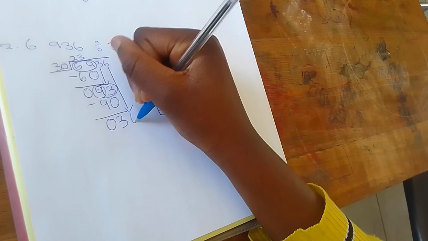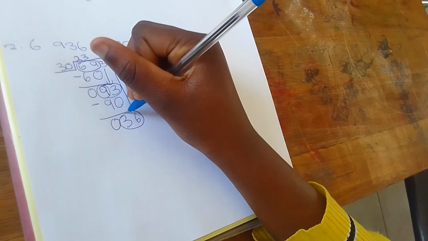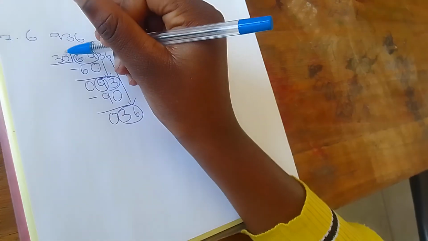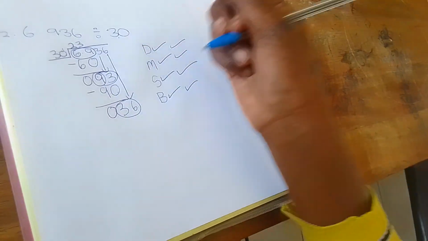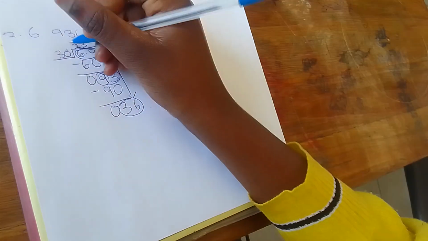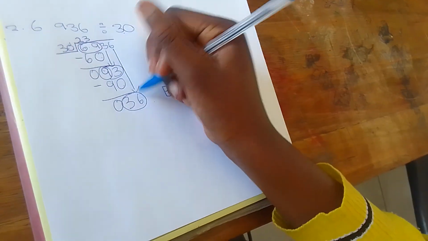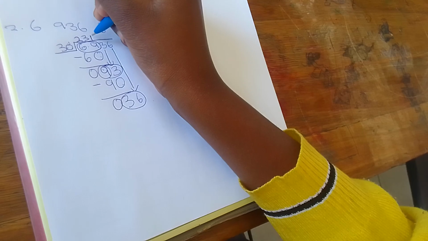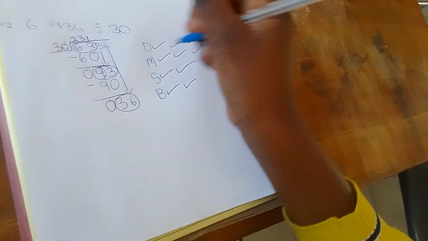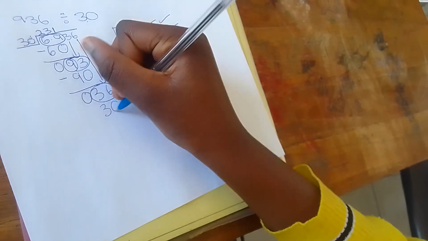We need to bring it down to the 3, which makes 36. So now we're going to say how many times does 30 go into 36? We're dividing. How many times does 30 go into 36? It goes in once. So 1 times 30, it's 30.